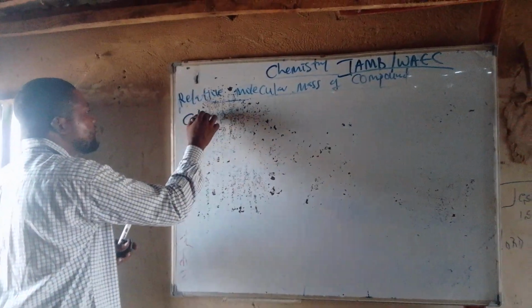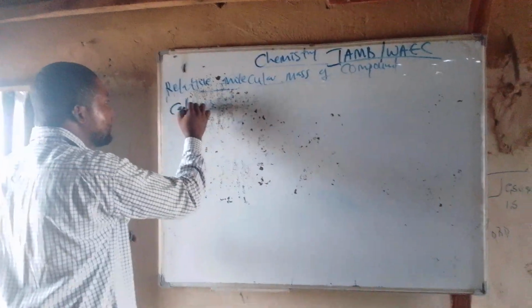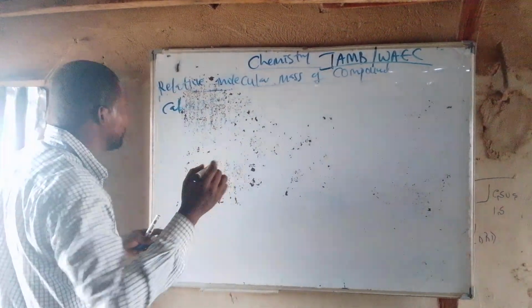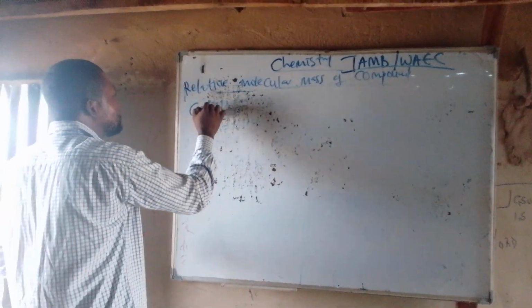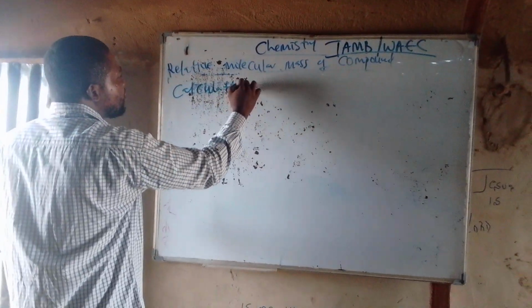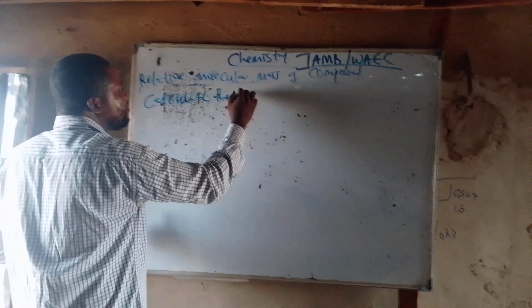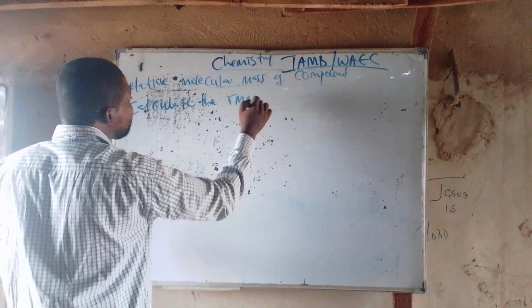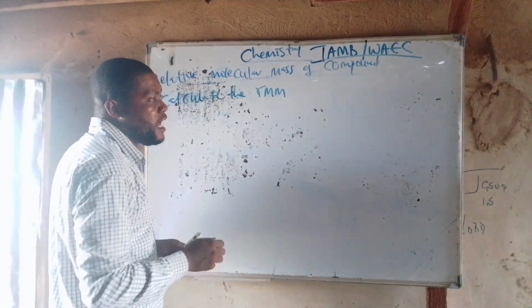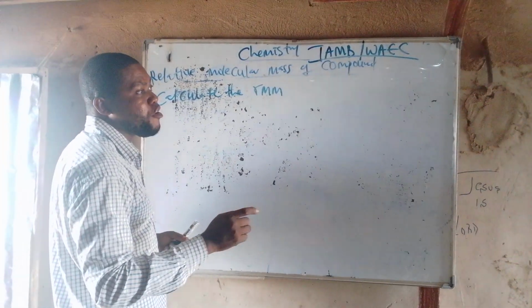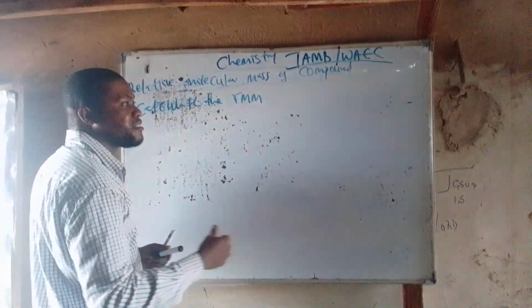I'll be doing 2 things in one, to save your time and data. We are asked to calculate the relative molecular mass, not atomic mass. Relative molecular mass deals with the mass of a compound. RAM talks about the mass of one particular element.